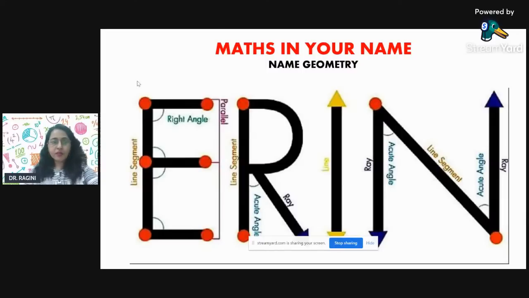So if you see this properly, what are the things we learn? We have learned so many types of angles, and each child will have different types of angles in their names. They will have different geometrical names, different letters, and they will be quite excited to write their own names.